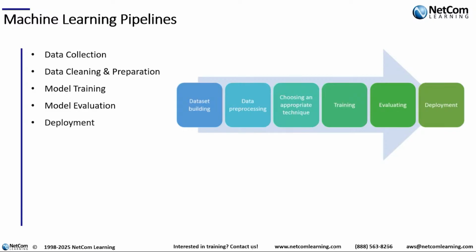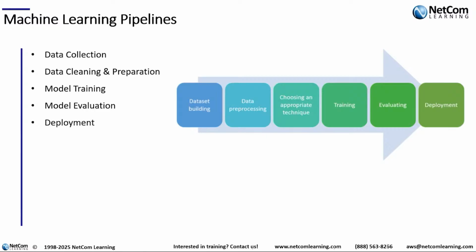After preparation, we're going to move to model training. Here we use the training data to teach the model how to find patterns and relationships. The model is going to adjust its internal parameters to minimize errors and improve accuracy based on this data. So after the data is cleaned and prepared, we go into model training.